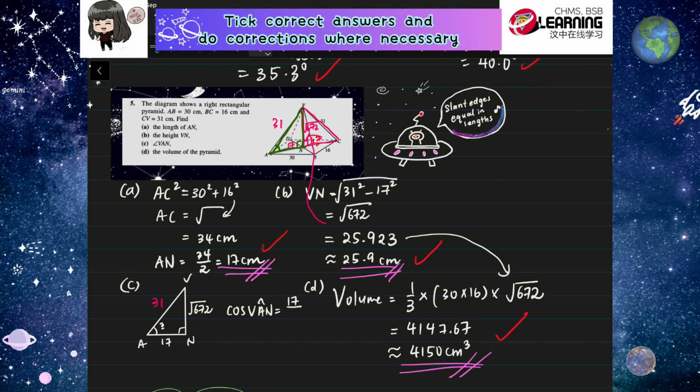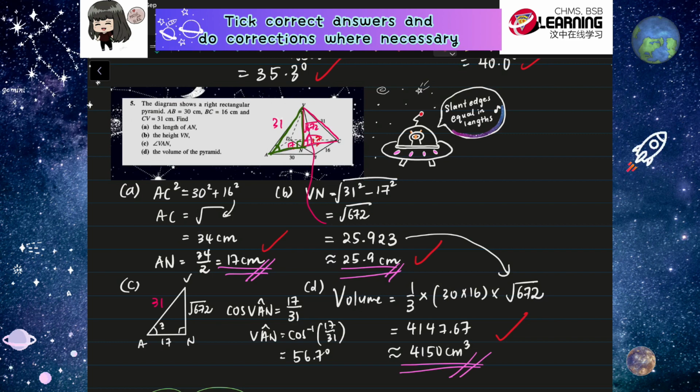Adjacent is your 17 and your hypotenuse 31. If you use SOH CAH TOA also okay, no problem, because you have all the lengths already. So here, after I round off to one decimal place, it is 56.7. Okay, double check and tick your answer.